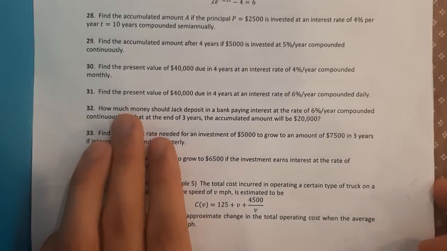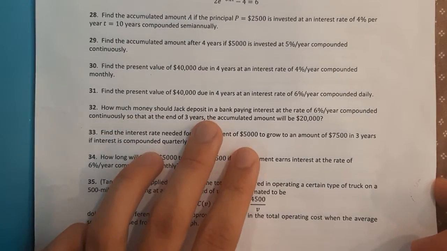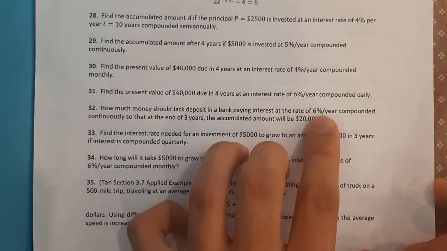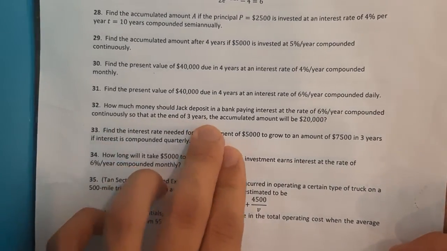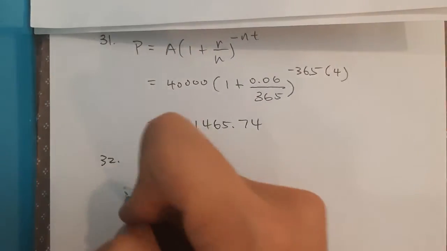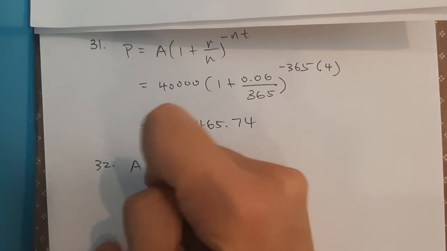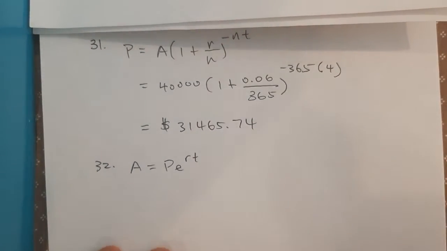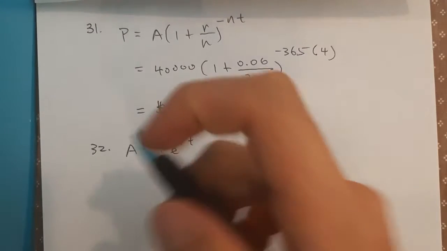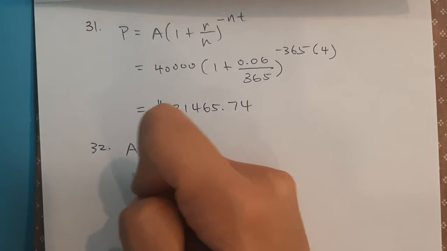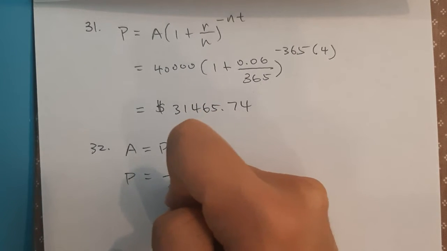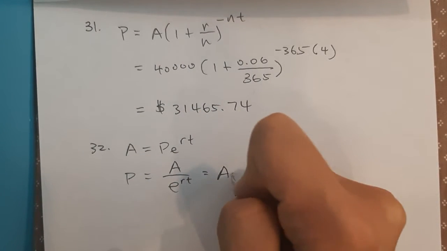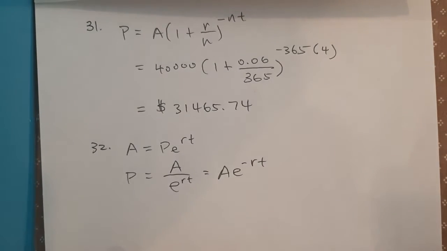So it says, how much money should Jack deposit in a bank paying interest at the rate of 6% per year compounded continuously, so that at the end of 3 years, the accumulated amount will be $20,000. So that's going to follow A equals P e to the rt. And then if you solve for P, we end up with A over e to the rt, which is A e to the negative rt.